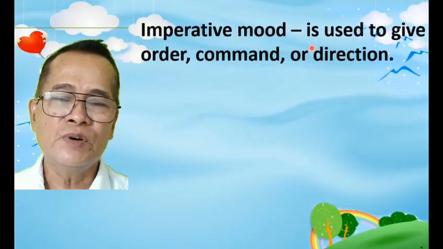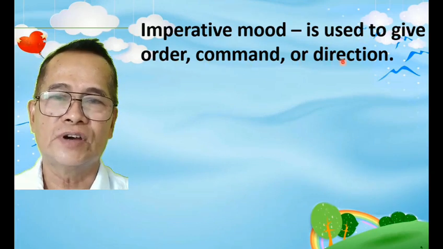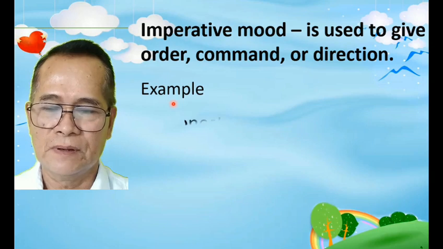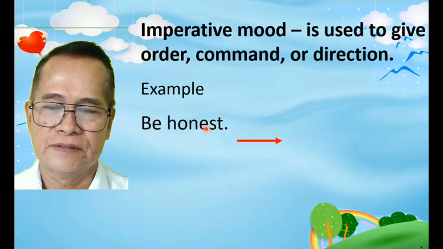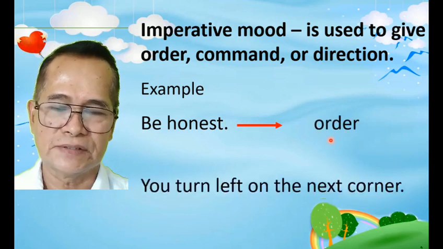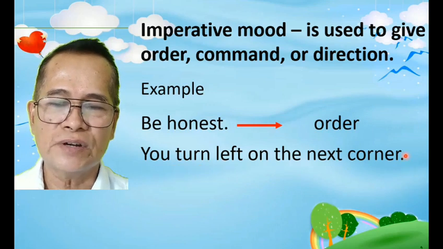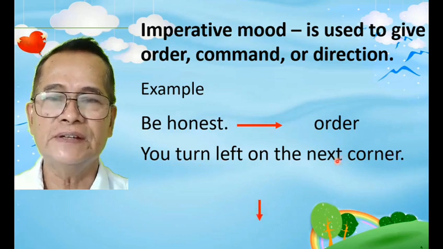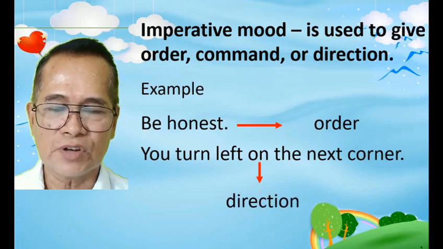Now, imperative mood is used to give order, command, or direction. Example, be honest. Alright, this is an order. Be honest. Another one is you turn left on the next corner. This is in giving direction. Like this one. You turn left on the next corner.